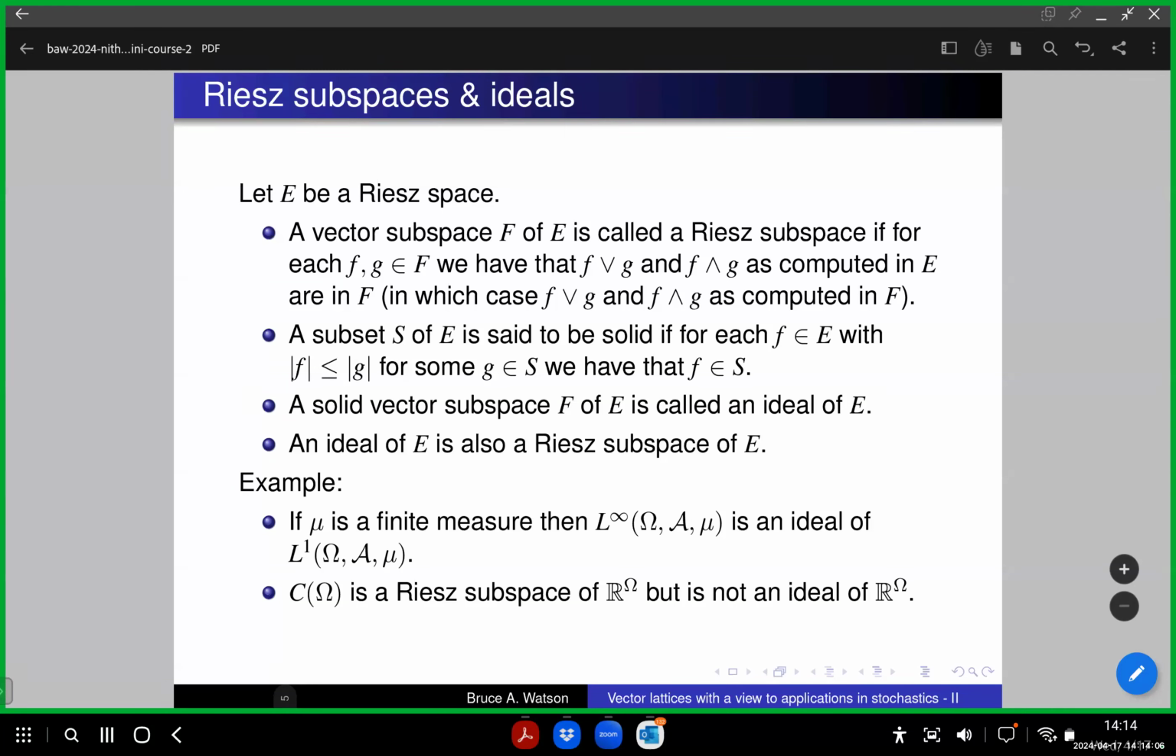Okay, if we have that a vector subspace F of E is also solid, then it is called an ideal of E. And it is automatic that if F is an ideal of E, then it is automatically a Riesz subspace of E. We get that for free. Some examples.